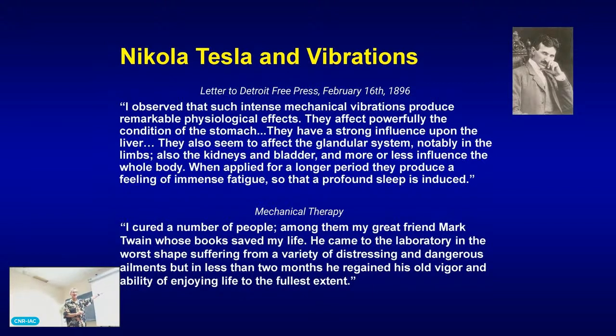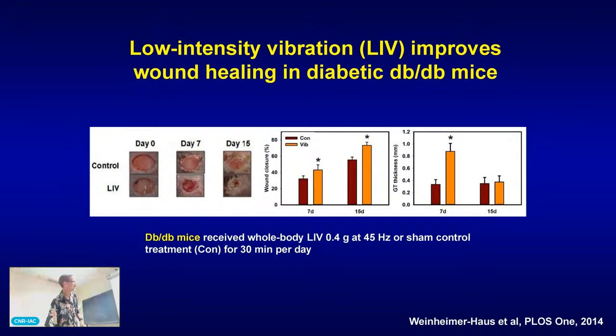So some data. These ideas go back to Nikola Tesla, the American inventor, born, I don't remember where he was born originally. But he published a couple of anecdotes about mechanical vibrations and their influence. And apparently he was using this to treat his friends. Like this one, affect the condition of the stomach, influence on the liver, affect the glands in the limbs, kidneys, and bladder. He cured a number of people, including his friend Mark Twain. I don't think there was any data associated with this, but lots of stories. So we include little quotes like this when we try to get funding.